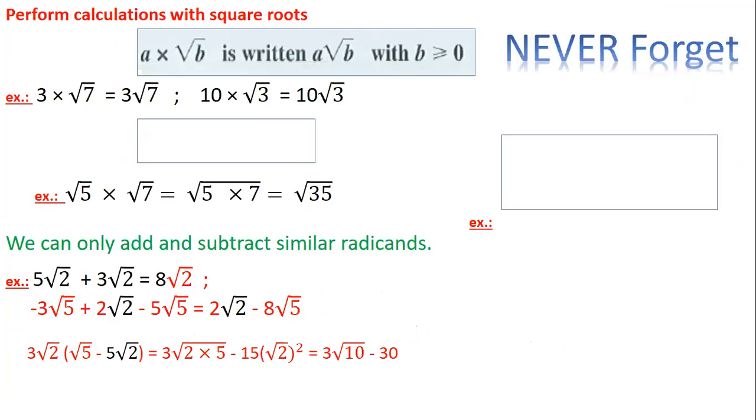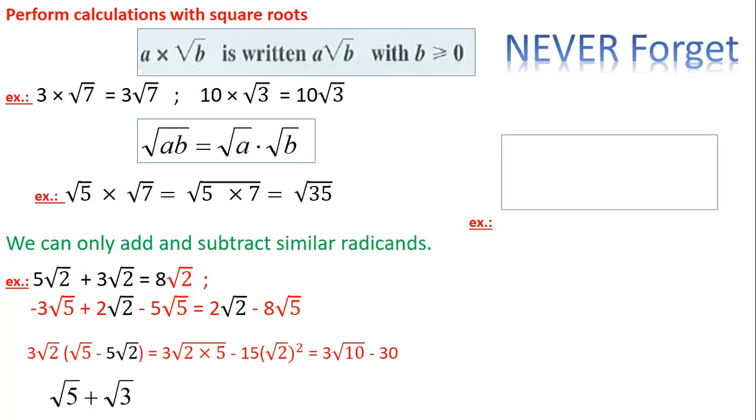Now we will perform calculations with the square roots. These are important rules here. If we have a number times a radical, for example, a times radical b, it is written a radical b. 3 times radical 7 is written 3 radical 7. 10 times radical 3 is written 10 radical 3. In the second rule, if we have radical AB, we can split the big radical into 2, so we can write it radical A times radical B. For example, radical 5 times radical 7, we can write big radical 5 times 7, which is radical 35.